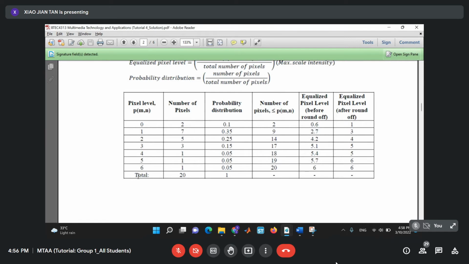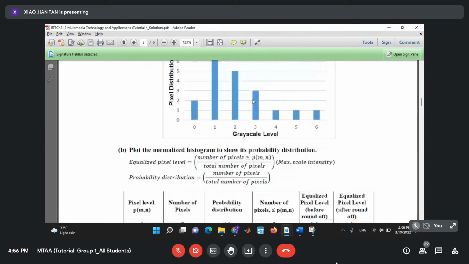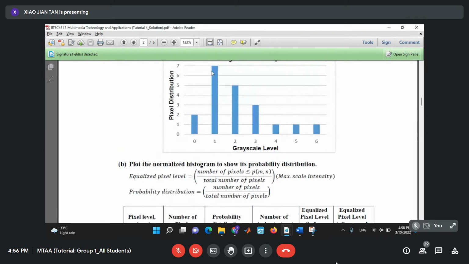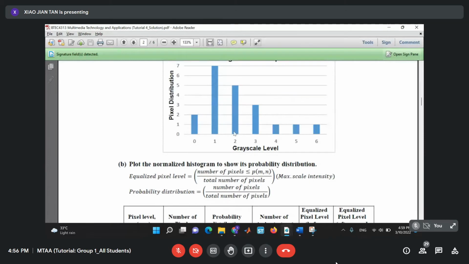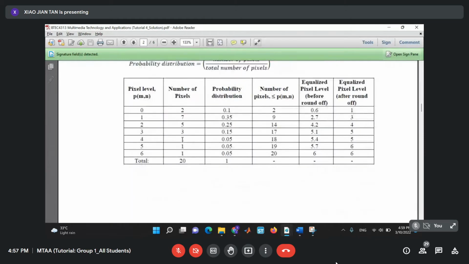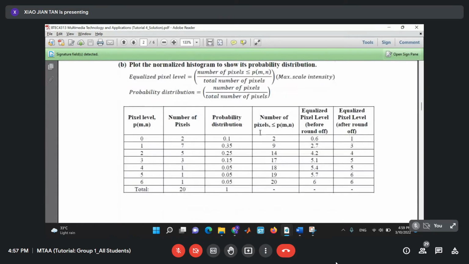After 6 you don't have any pixel value. So calculate the pixel count here according to the histogram. You have 2, 7, 5, 4... sorry, I missed one. Okay, so plot everything here. The total will be 20. Why 20? Because you have 5 times 4, which is 20 pixels in total.